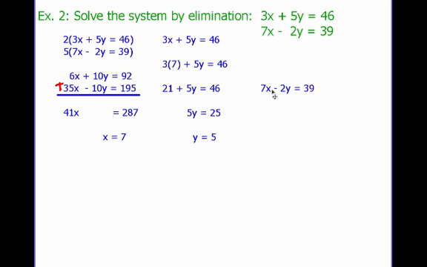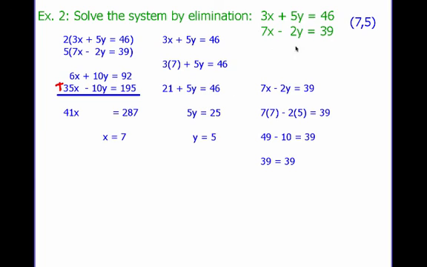If I plug it in my second equation, 7x minus 2y equals 39. My x is 7, so 7 times 7. My y is 5, so 2 times 5. Gives me 49 minus 10, which is 39. It works for both of my equations, so I know my answer is simply 7, 5.